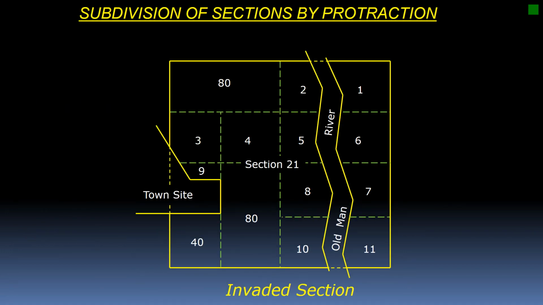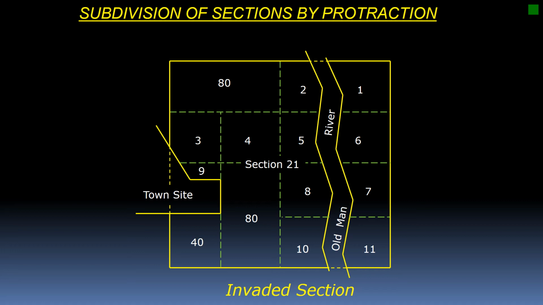Now here's what I've been talking about. You'll notice this is section 21 in some township. And you'll notice down at the bottom I call it an invaded section. That's because there's a river going through the east part of the section, and in the southwest part of the section, there's a town site. The boundary is different than a normal aliquot part subdivision of the section.